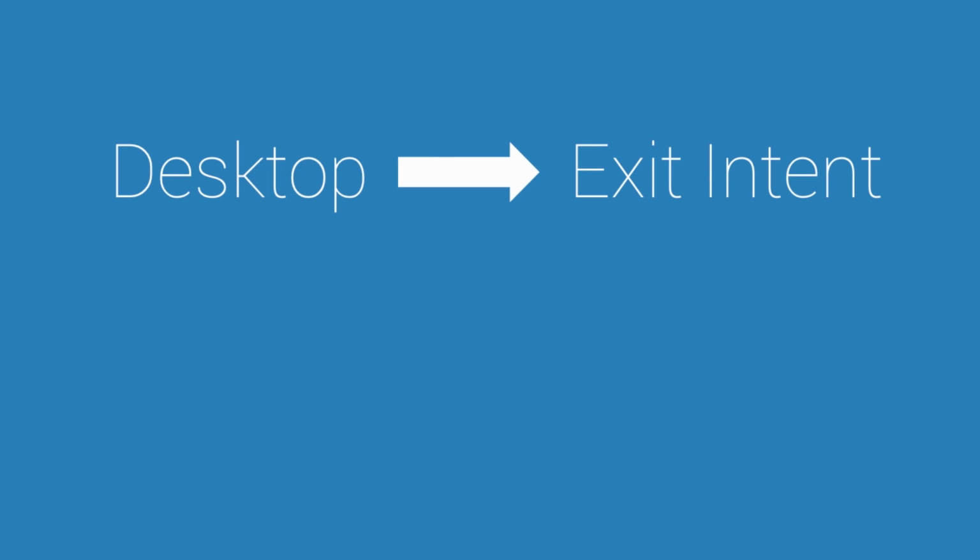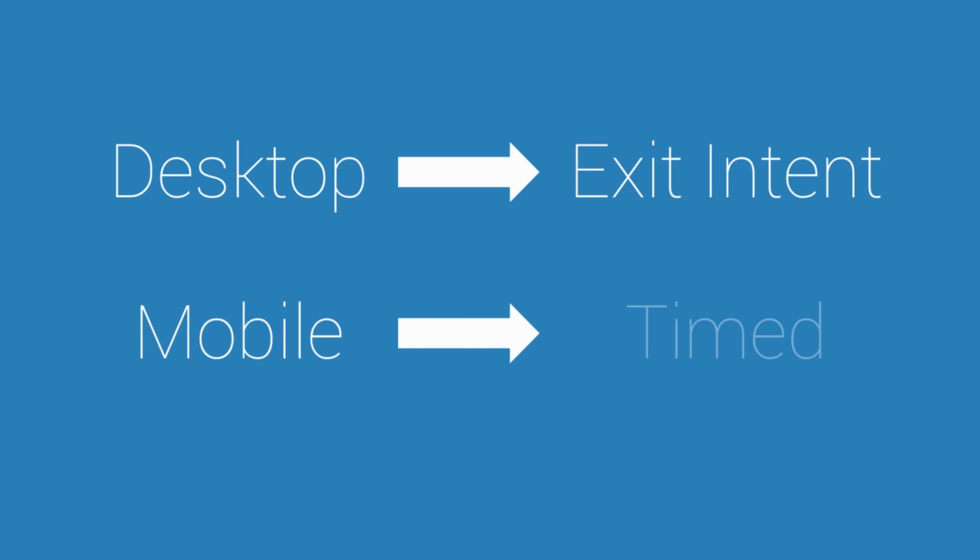So what SmartExit does is, for desktop users who do have a mouse cursor, you show the form on exit intent as usual. But to mobile users, you show a time delayed lightbox instead. And since a lot of traffic nowadays comes from mobile devices, this can make a huge difference. The second technology is what we call SmartExit Plus, and here's how that works.